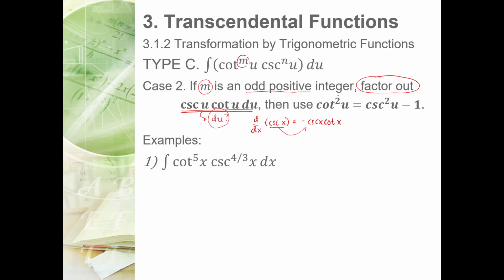Next, if there's any remaining cotangent squared term, we need to replace it with this identity, which is cosecant squared u minus 1. Again, this formula comes from 1 plus cotangent squared theta is equal to cosecant squared theta, and through manipulation by isolating cotangent squared u, we have this equation.